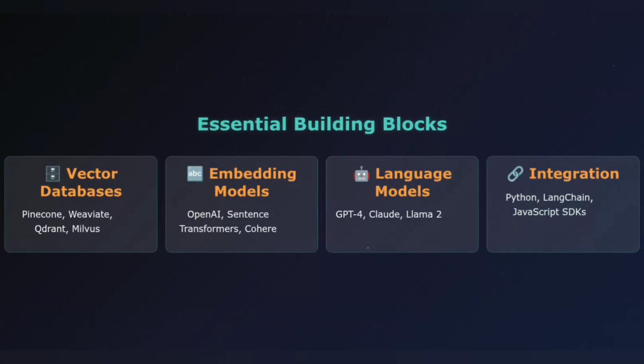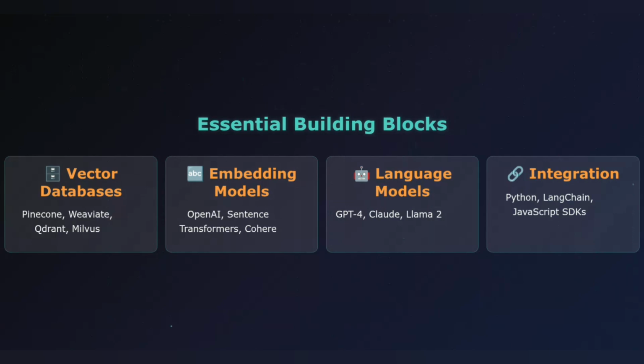Let's talk about the essential components you'll need for this build. Vector databases. Your options include Pinecone, great for beginners, managed service; Weaviate, open source with GraphQL support; Qdrant, high performance, Rust-based; and Milvus, enterprise-grade, highly scalable. Embedding models, these convert text to vectors: OpenAI embeddings, high quality, easy API; Sentence Transformers, open source and customizable; Cohere embeddings, good multilingual support.